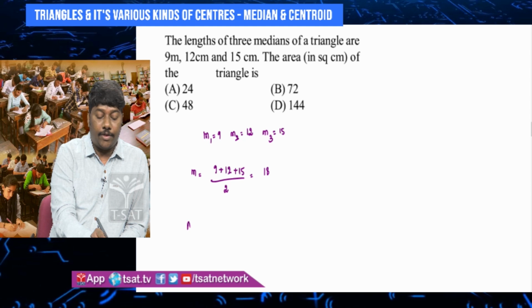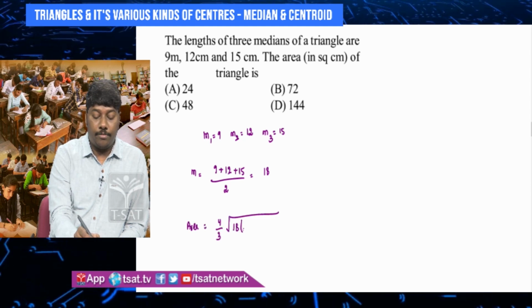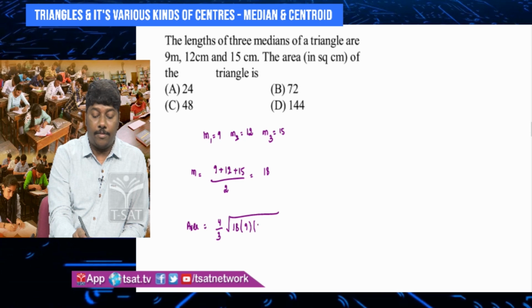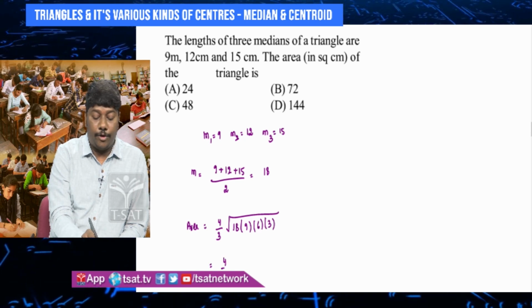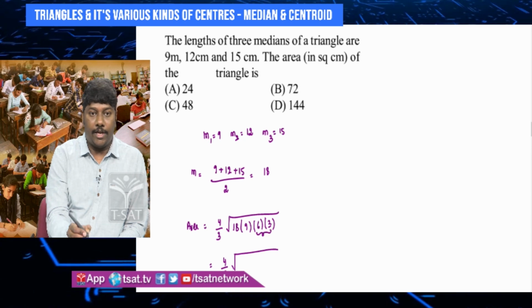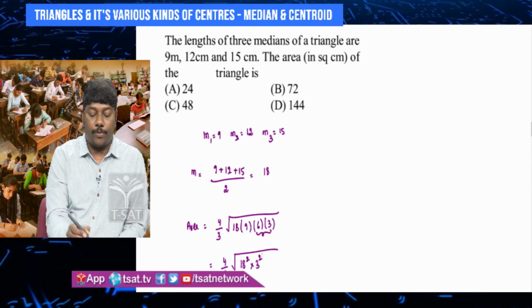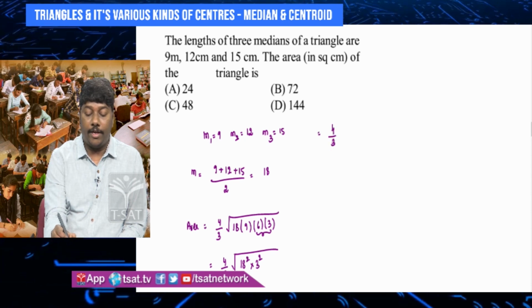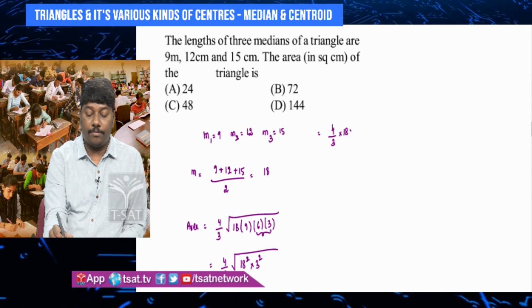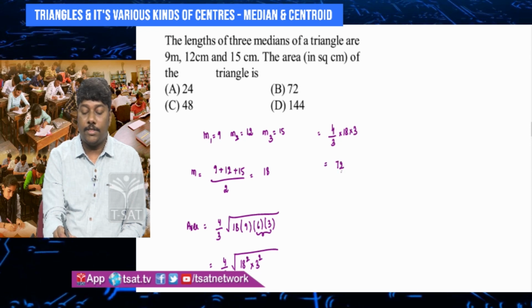Then the area is equals to 4 by 3 into under root of M into M minus M1, that is 18 into 18 minus 9 is 9, 18 minus 12 is 6, 18 minus 15 is 3, which is equals to 4 by 3, 6 into 3 is 18, 18 into 18, 18 square into 9 is 3 square. Overall you get 4 by 3 into 18 into 3. 3 gets cancelled, 4 18s are 72.